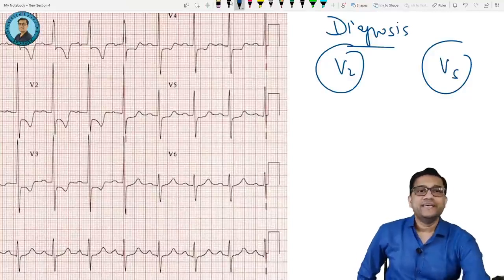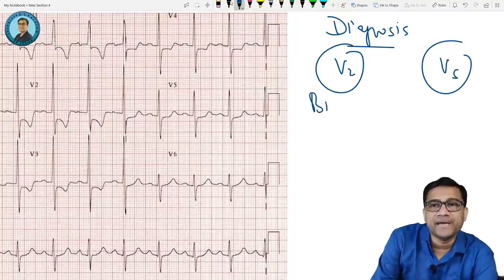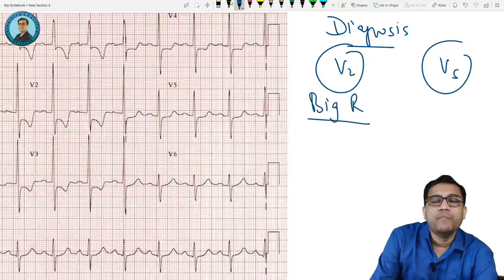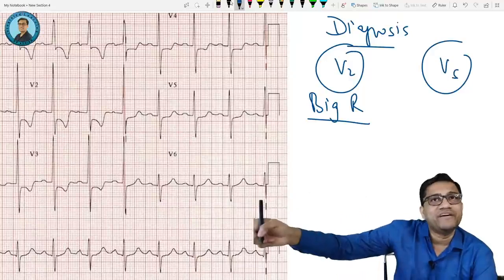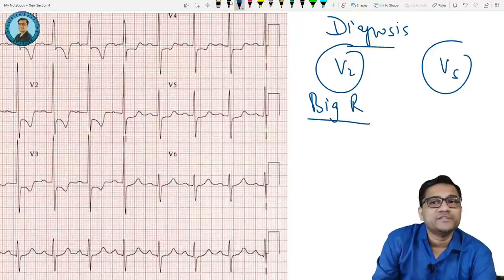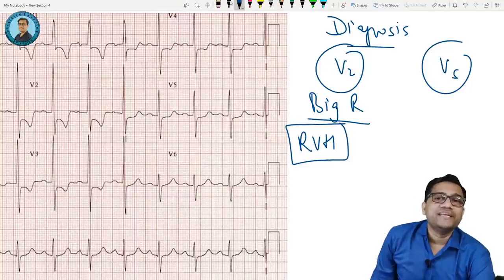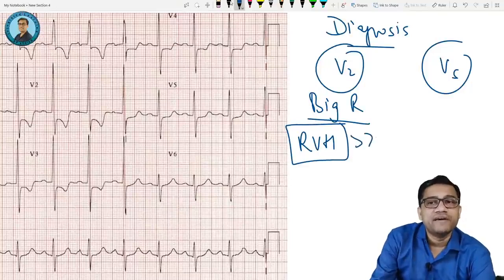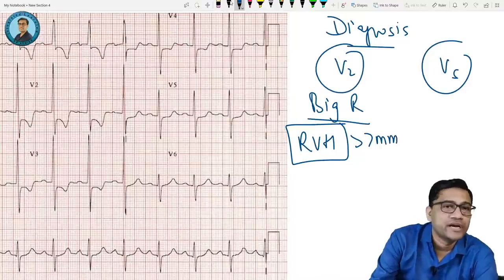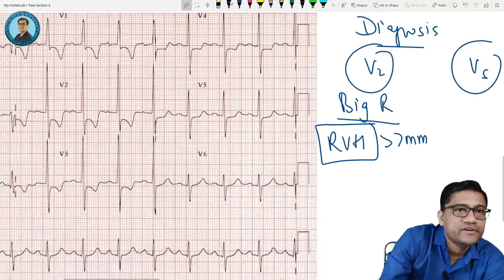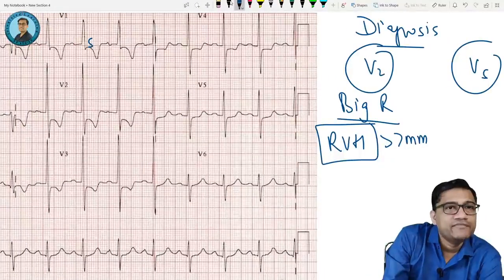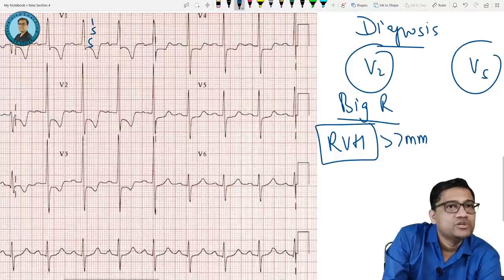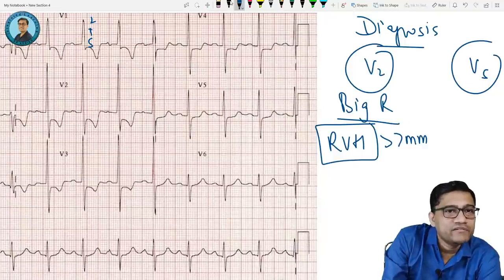Very good, okay? Yes, there's a very big R. Normally, R should be big in V5, V6. Here, very big R. We are suspecting what? RVH is the suspicion. What are the criteria? More than 7 mm. Shall I count? Okay, let's do it, come. Here, V1, V2. 5, 5, 12. Yes or no? So, it is 12. Yes. Okay. Here, even 20. 5, 5, 5. It is 20.